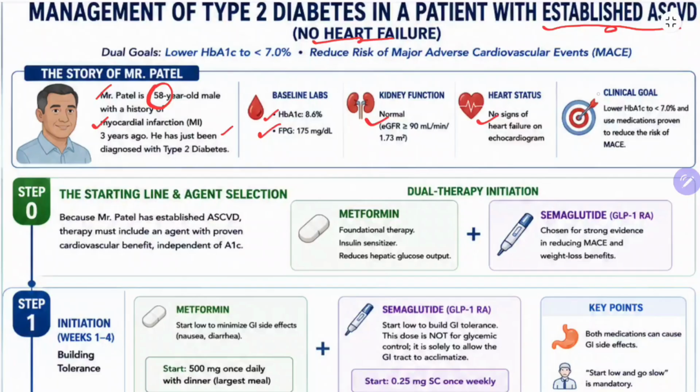Clinical goal is to lower the HbA1c to less than 7% and use medications proven to reduce the mortality associated with cardiovascular events, MACE. Okay, here he has given 7%, but seeing the age of the patient, that is 58 years, and he having comorbidity, we should keep a goal of 7.5 to 8% actually.